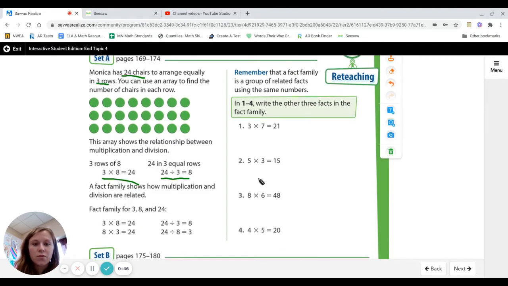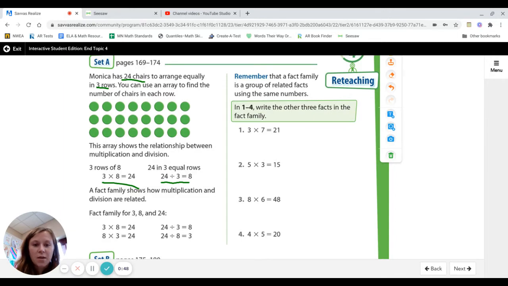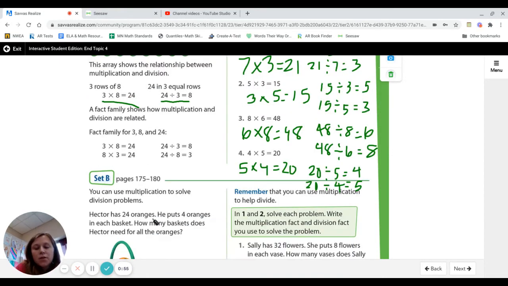So numbers 1, 2, 3, and 4, we're going to write our fact families. So I want you to pause the video and write the fact families for 1, 2, 3, and 4, and then play the video again to see the answers. So you can check your answers now.